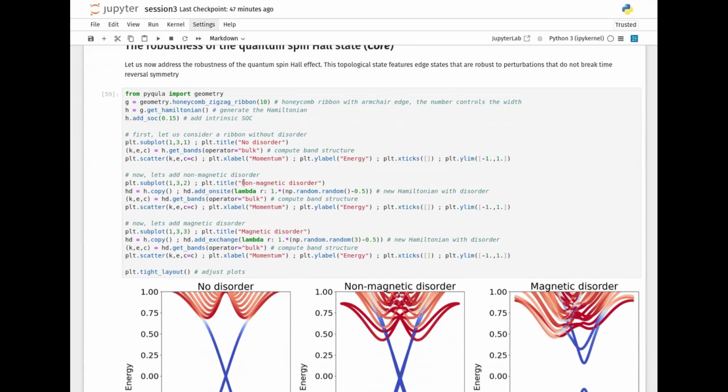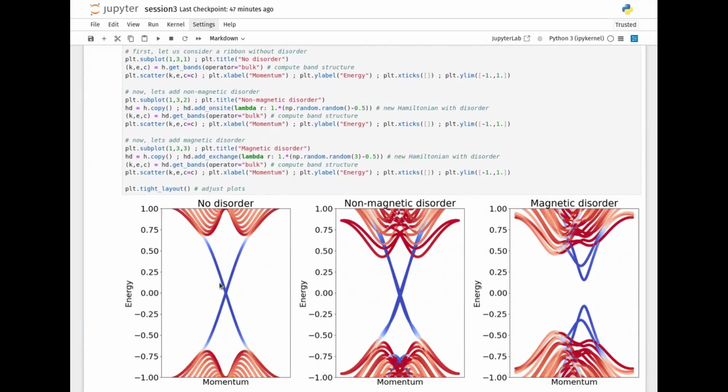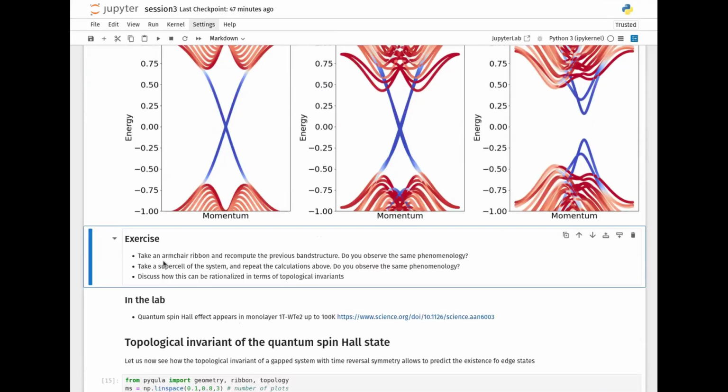The way in which we add non-magnetic disorder is the same as before. We add an on-site energy that is random in each different site. The way we add magnetic disorder is by adding an exchange coupling that is random in each different site. And then we see the bands. So you see that without disorder, we get our protected gapless edge states. With non-magnetic disorder, we still get our gapless protected edge states, but then with magnetic disorder, we have a gap opening.